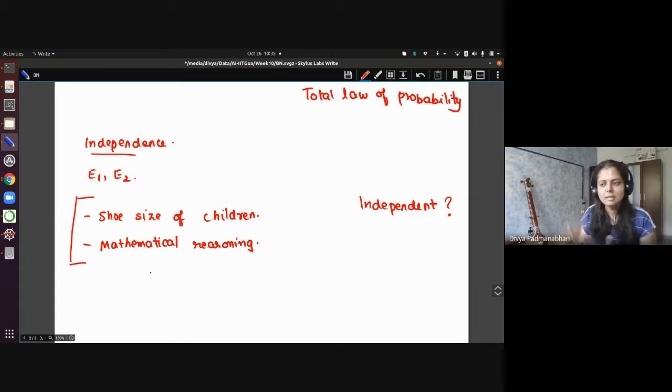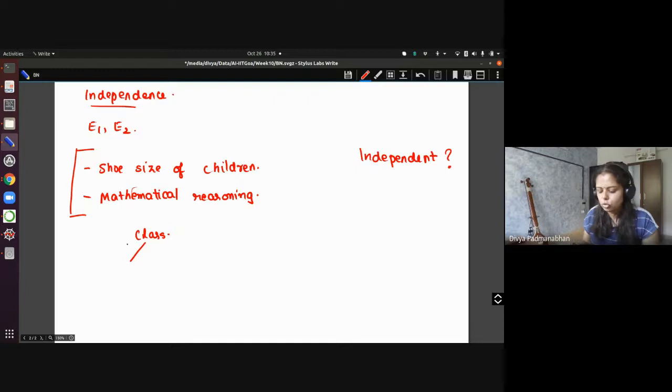But there are some other factors here. There are some hidden factors, like somebody pointed out: which class are they in? If you have this information, which standard, like fourth standard, fifth standard, this impacts two things. If you're in a smaller class, in primary, then maybe your shoe size is very small. So that impacts your shoe size. Also your mathematical reasoning depends on which class you are in, because of the things and techniques that you know already.